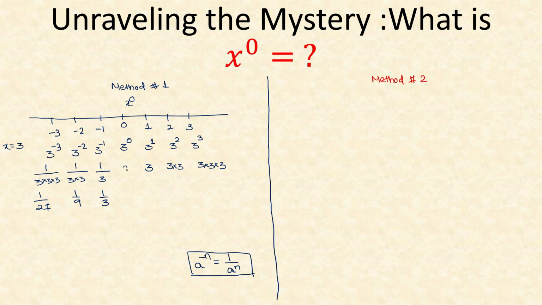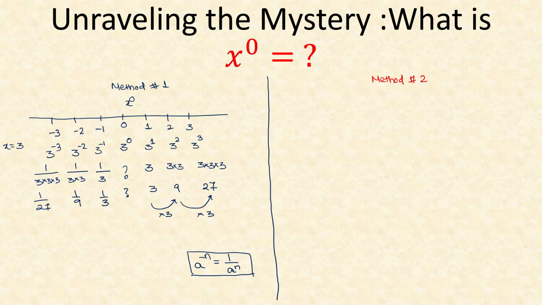This is what we are trying to find the value of, that is 3 to the power 0. This is 3, 3 into 3 is 9 and 3 into 3 into 3 is 27. Now if you look closely, you can see that from this number you will find this number by multiplying by 3. Similarly, from this number you can find this number by multiplying by 3.